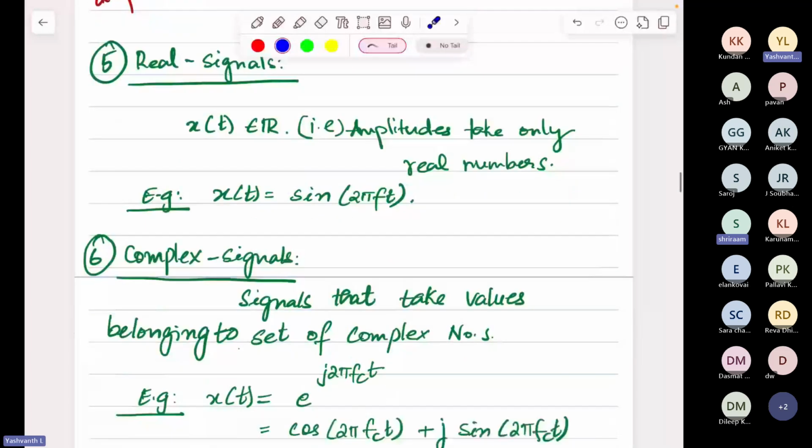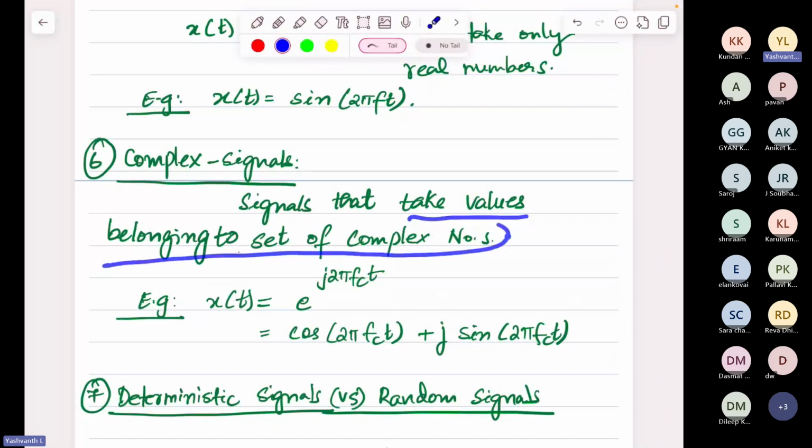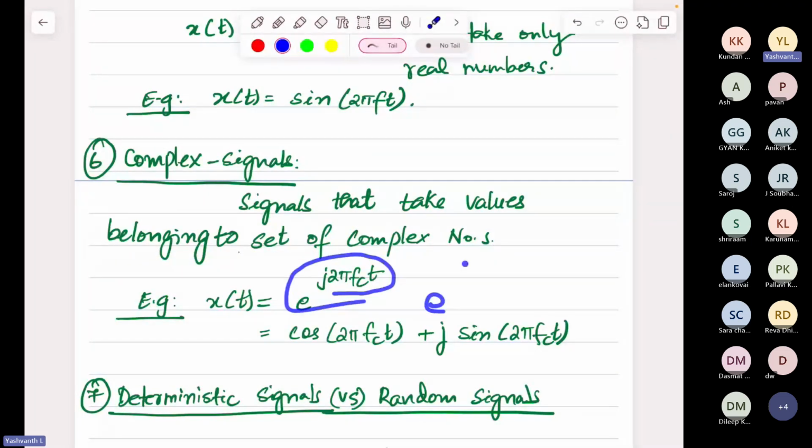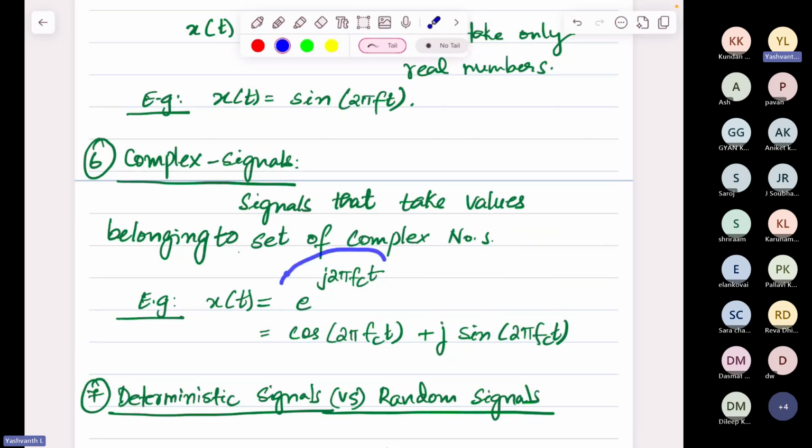Now, what is a complex signal? It's easy to understand. The signals that take values belonging to the set of complex numbers. Example, x of t is equal to e power j 2 pi fct. Okay, this is of the form e power jx, right? F of x is equal to e power jx. That is basically this form. This is looking like that form. So now this is a complex number. So for any input t, the output is a complex number. So this is a complex valued signal.